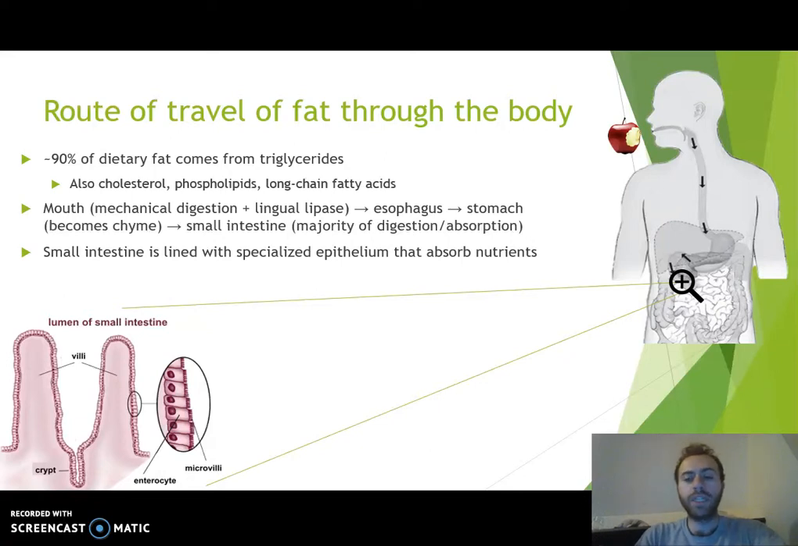As we can see zoomed in here to the small intestine, we can see the lumen of the small intestine, specifically the villi, and an enterocyte where most of the lipids are absorbed.